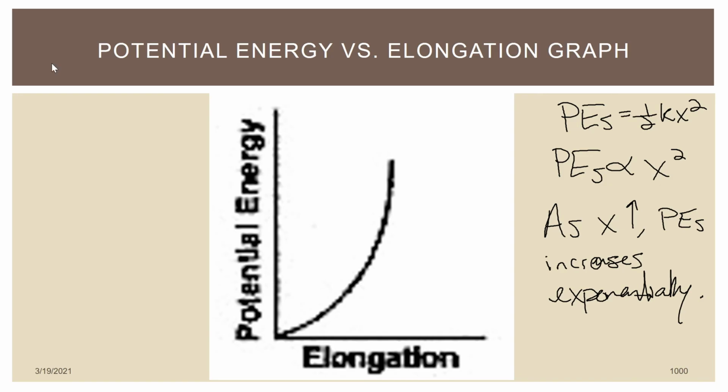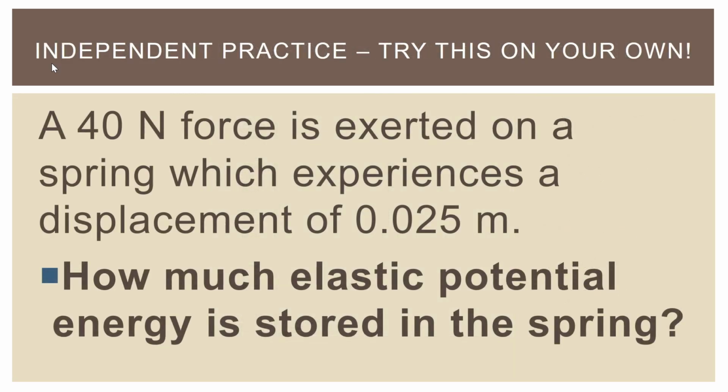All right, everybody. That is it for new material for today. Very quickly before we go, I want you to try one of these problems on your own. We have said every single thing you need to know about this problem in order for you to answer it successfully. So here it is. It says a 40 Newton force is exerted on a spring, which experiences a displacement of 0.025 meters. The question is how much elastic potential energy is stored in the spring? Well, that's for you to figure out.